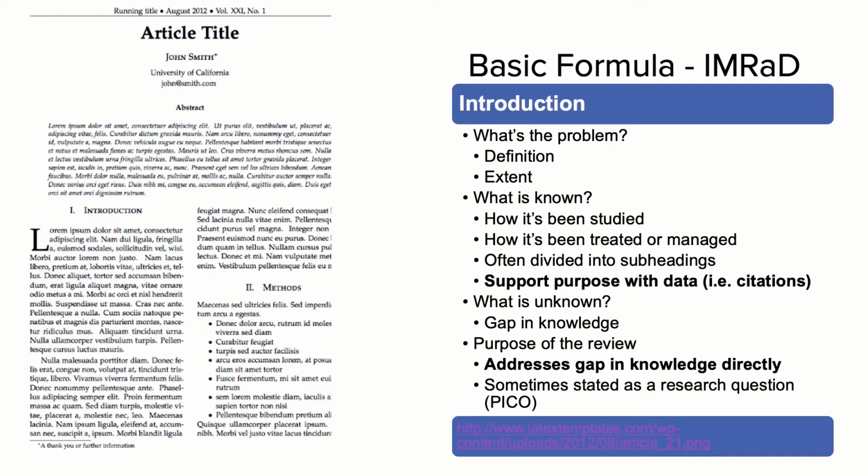The introduction answers the questions, what's the problem, what do we know about it, what's unknown, and what's the purpose for the review. One of the major ways a research report differs from a systematic review in the introduction is that in a research report, the gap is usually that there's a lack of research evidence in a particular area. Whereas for a systematic review, the gap is that despite a good amount of research publication in the field, it hasn't yet been synthesized.